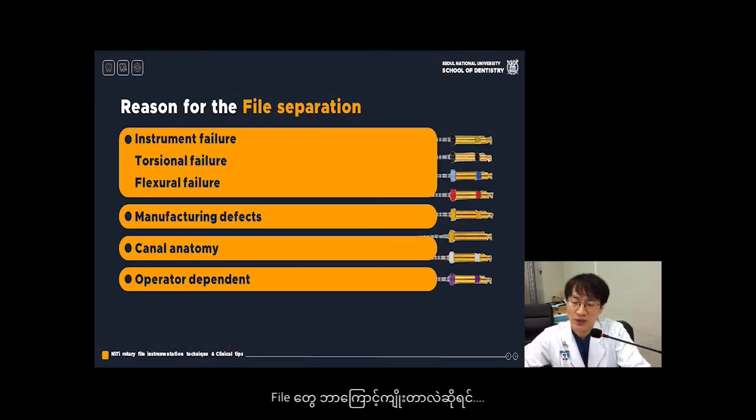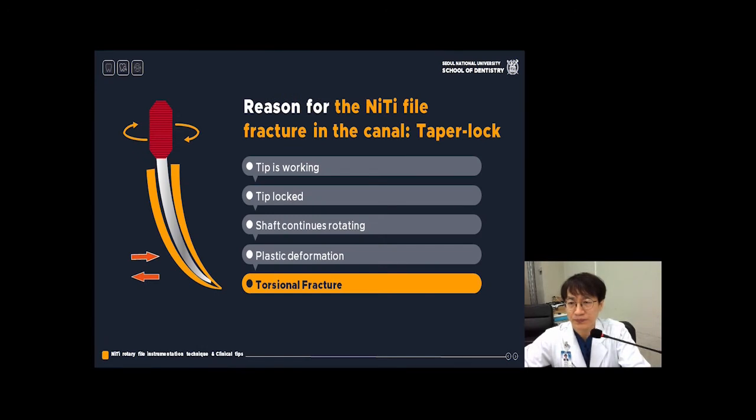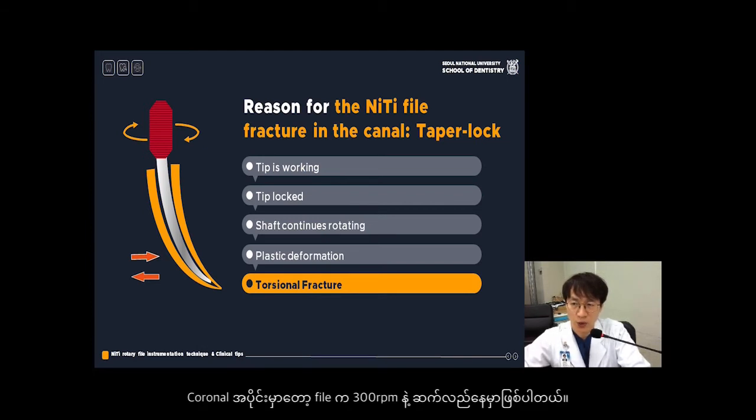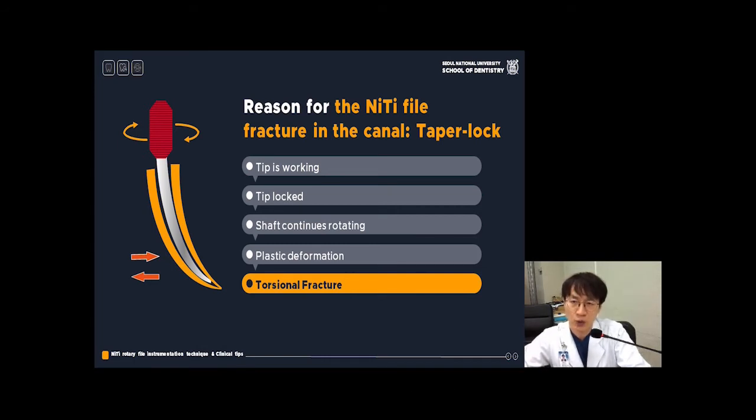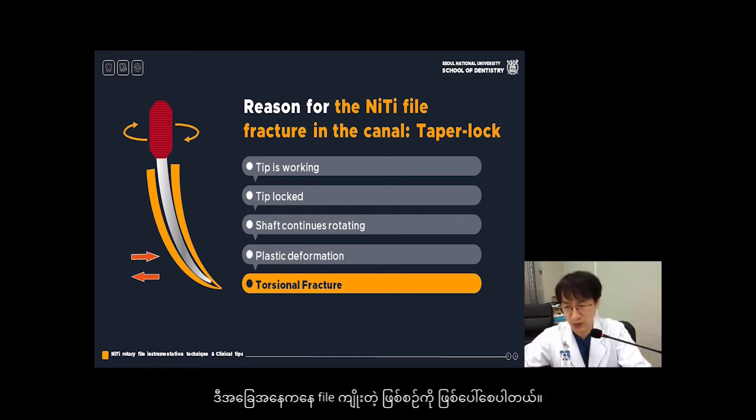Why does it separate? There's a theory of torsional failure or fatigue failure that you doctors already study through the articles. A simple explanation of the separation is this: the nickel titanium file is rotated at a really fast speed, like 300 RPM, and once you have a grip on the tip of the file at a certain area with a tight canal or curved canal, the coronal portion keeps rotating at 300 RPM while it is stopped at the apical tip area. It's locked, which we call taper lock, and it's going to separate at the tip of the file. That is a really dangerous time, so you have to avoid that.